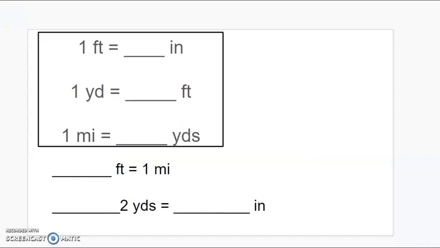So this is what we're going to solve first. We're going to solve the one in the box. So 1 foot equals how many inches? Well, most of us know.